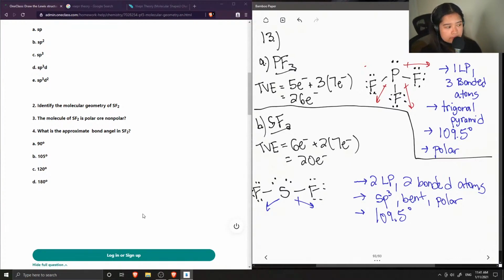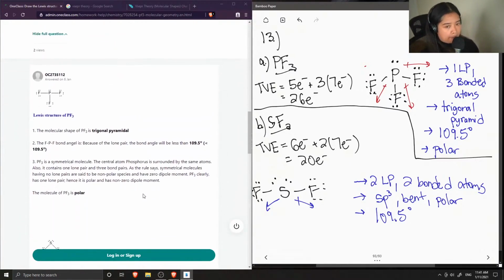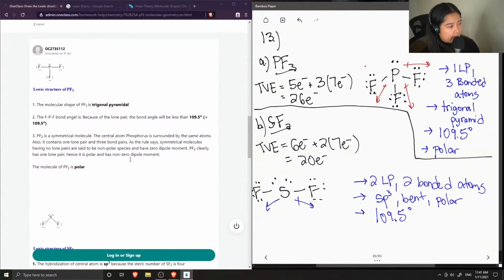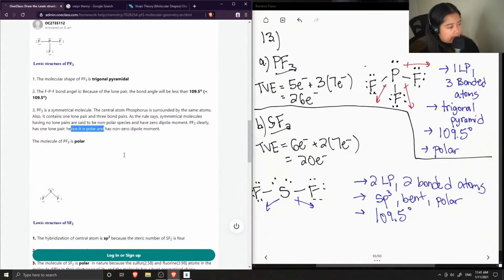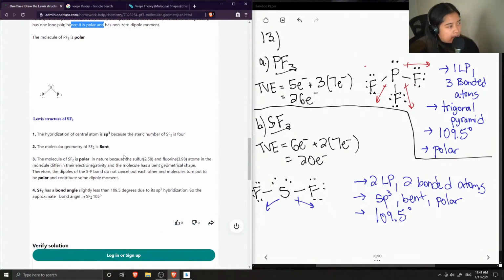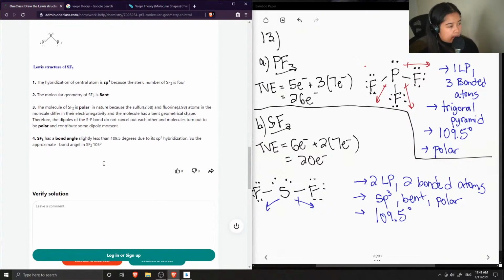Okay, so let's see what the junior tutor said. Trigonal pyramid, 109.5. And they have a polar molecule, for SF2, sp3. It's bent, and it's polar, and the bond angle is 109.5. Okay, so this solution is correct.